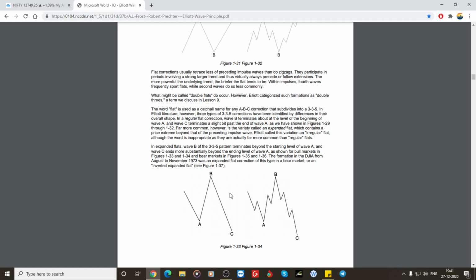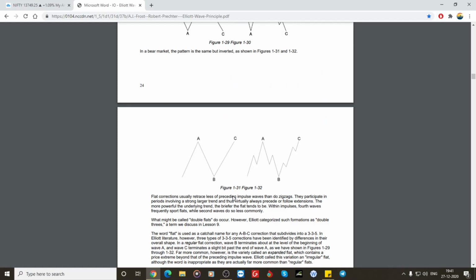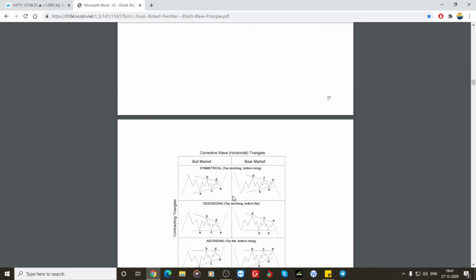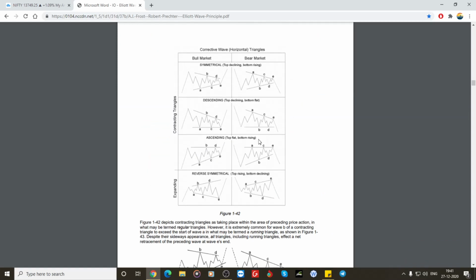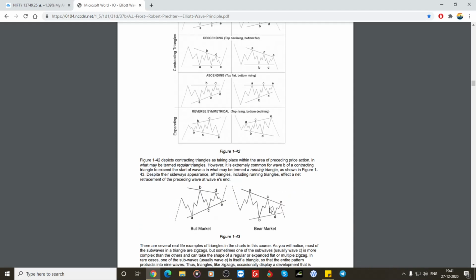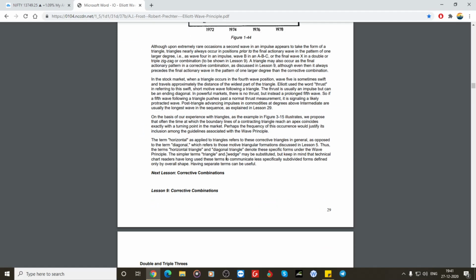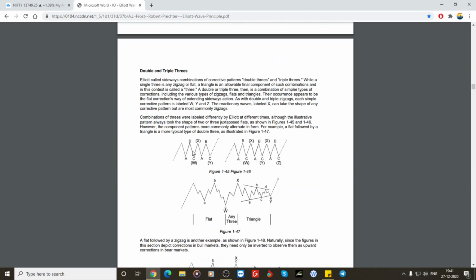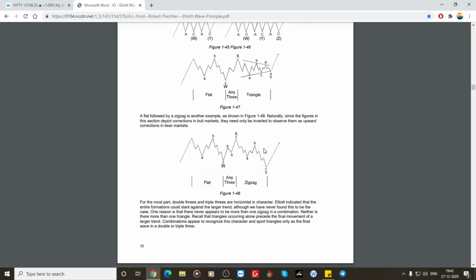After that, we moved on and saw the triangles. In the triangles also there are types: contracting triangles, expanding triangle, and running triangle. After that we saw double threes and triple threes.